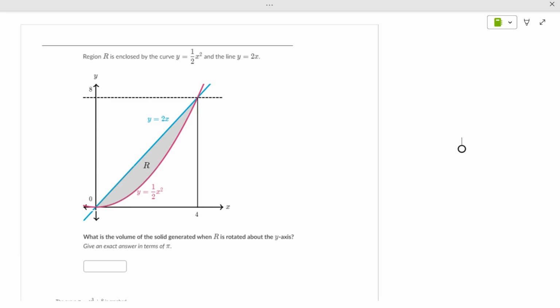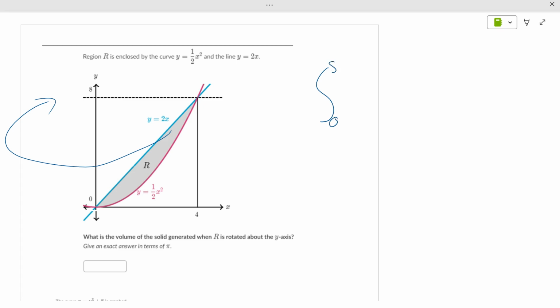Region R is enclosed by this curve. What's the volume of the solid generated when it's rotated around the y-axis? If we're rotating this around the y-axis, what type of a problem is this? It's a washer method because it has a hole in it. Okay? So the washer method is from the lowest point to the highest point.